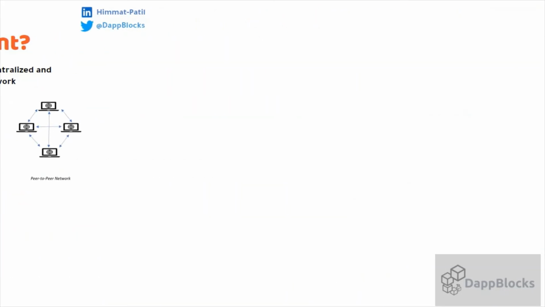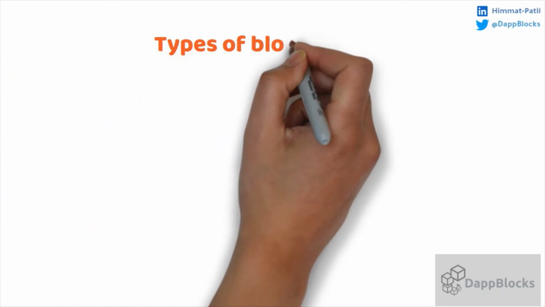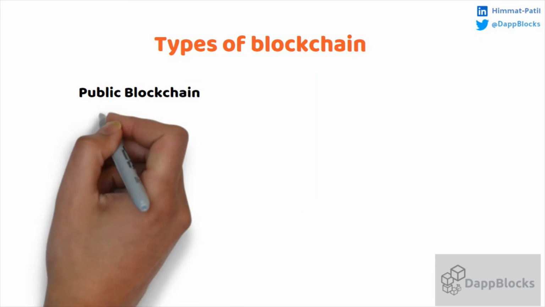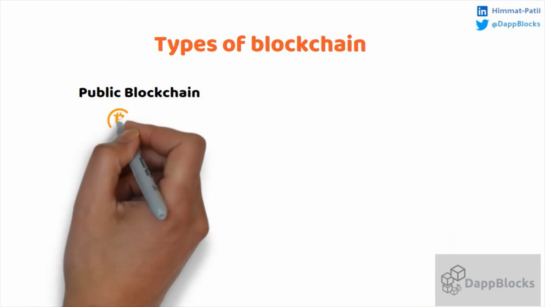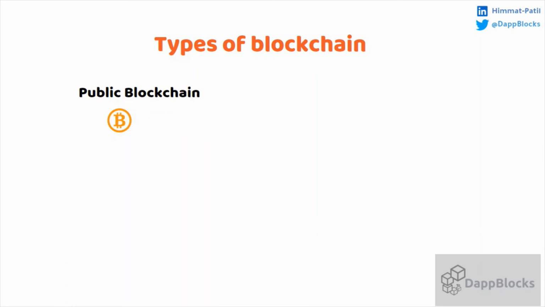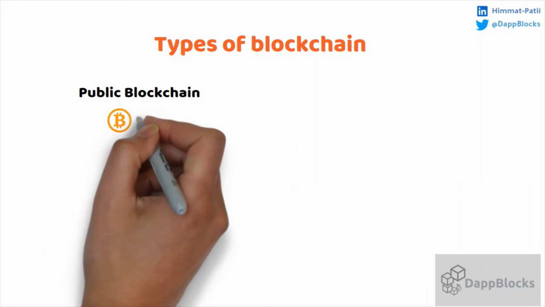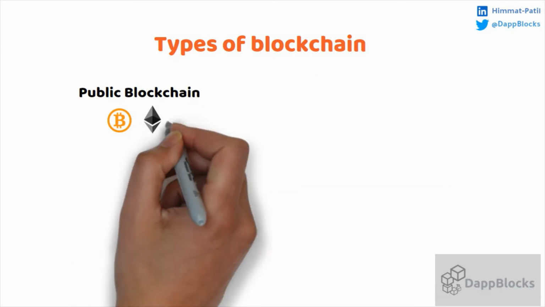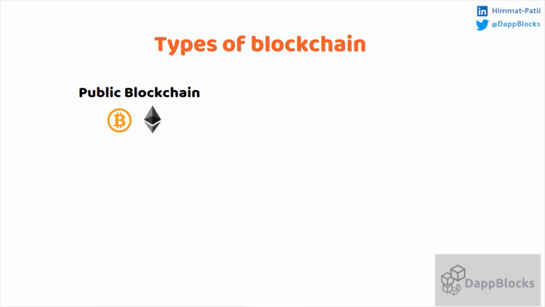Now, what are the types of blockchains? First one is public blockchain. A public blockchain has no access restriction. They allow anyone to participate as a user, miner, or developer. All transactions on public blockchain are transparent. Anyone can access any transaction in the blockchain. Examples of public blockchain are Bitcoin and Ethereum.